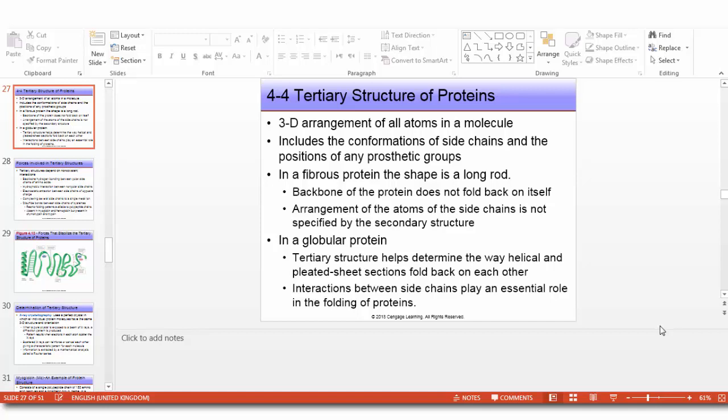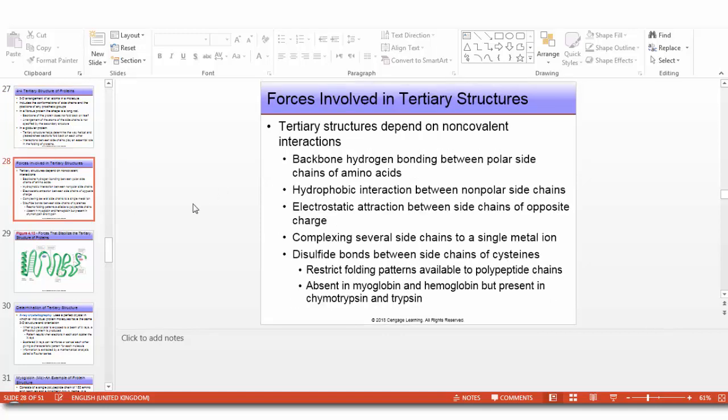However, in a globular protein, the tertiary structure helps determine the way helical and pleated sheet sections fold back on each other. Interactions between the side chains play an essential role in the folding of proteins. Now, what are the kinds of forces that tend to stabilize the tertiary structure? When we talked about primary structure of protein, we said it's stabilized by peptide bond, whereas the secondary structure is stabilized by hydrogen bond.